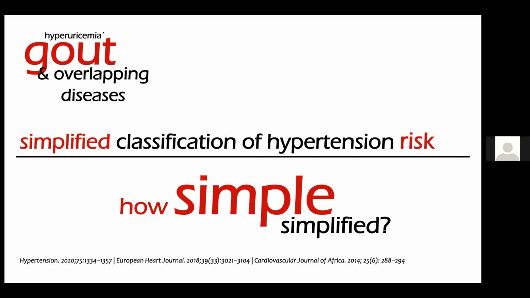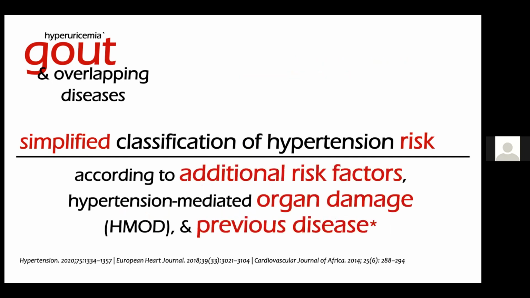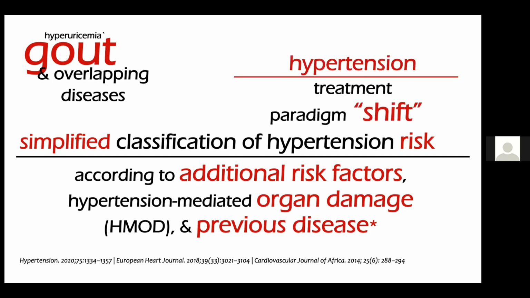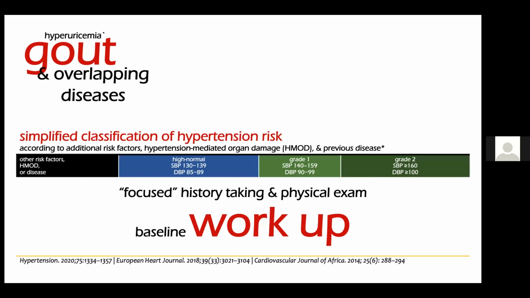It is called the simplified classification, but it might not be that simple, because you need to take the patient history, you need to assess the patient for organ damage, and you need to assess the patient for diseases that will impact on the heat map. So how many times did we use this table?